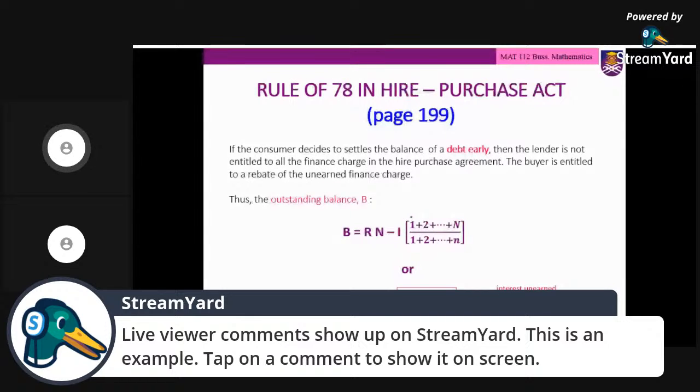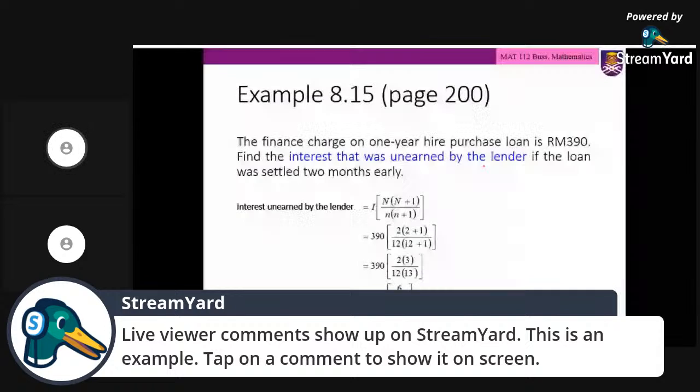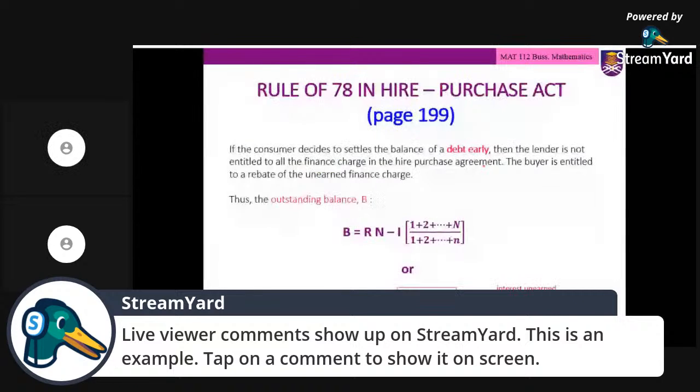We will calculate how. So the finance charge on a 1 year hire purchase loan is 390. Find the interest that was unearned by the lender. So if the question asks for the interest that was unearned by the lender, it is actually the last part. We just want to know the interest. So the interest is I times N(N+1) divided by n(n+1).